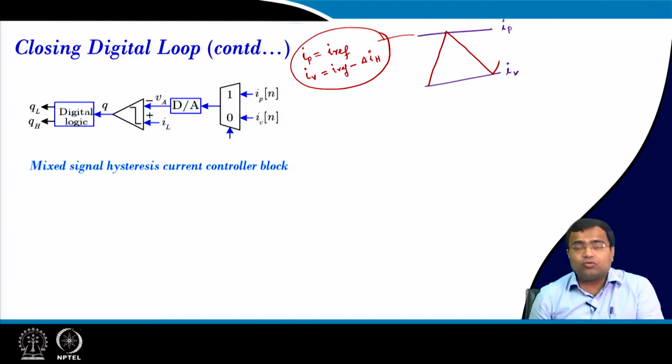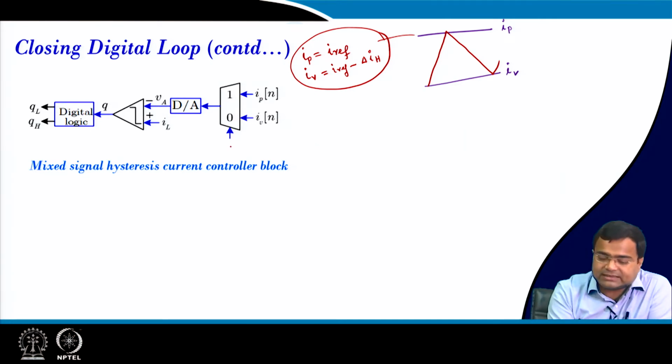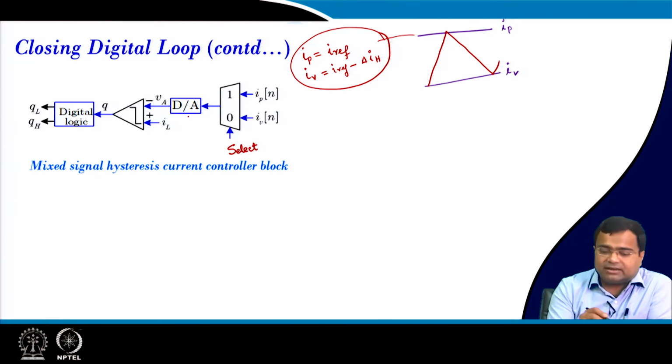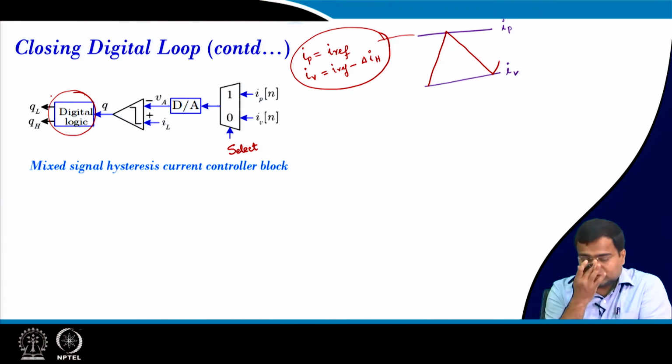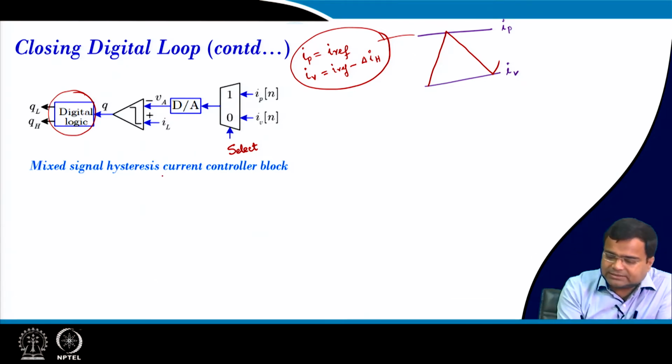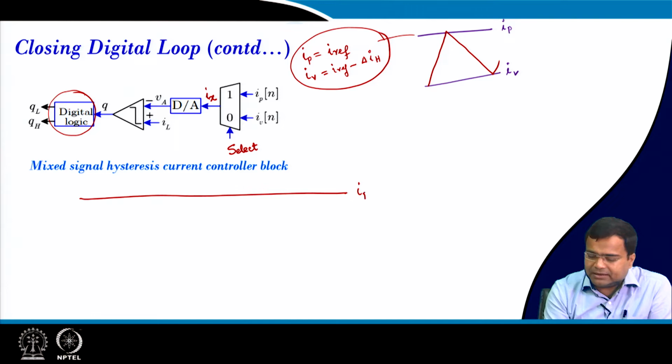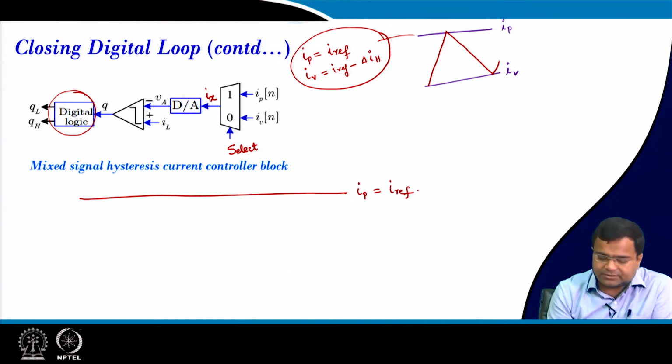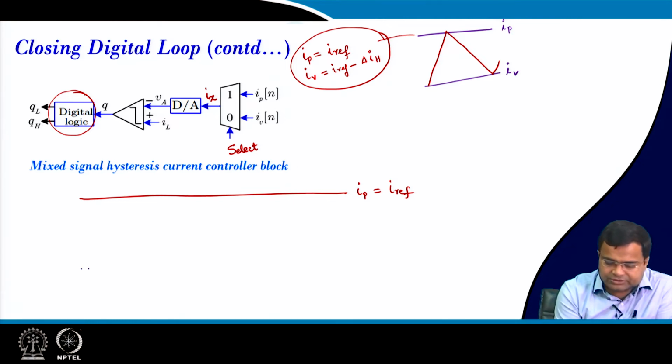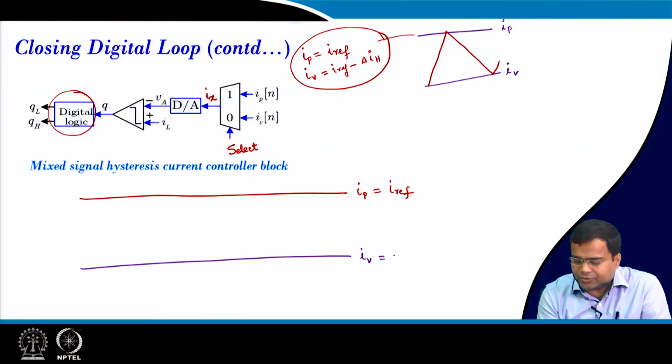But if we want to do valley current mode control, how do you do that? Here we need a select line, and the D to A converter will accordingly adjust the output, and the digital logic will be there. How does it work? Suppose this is my peak, let us say Ix. This is my IP, which is my Iref. Let us draw another waveform, which is my I valley, which is my Iref minus delta IH.